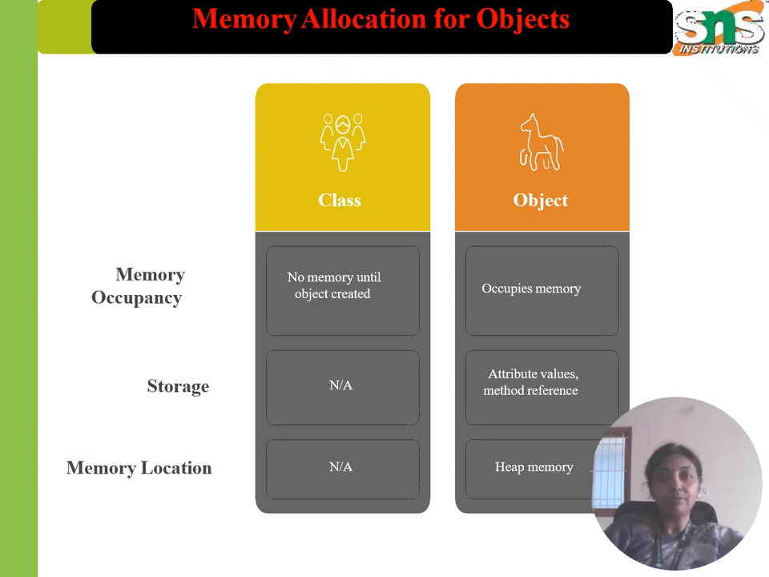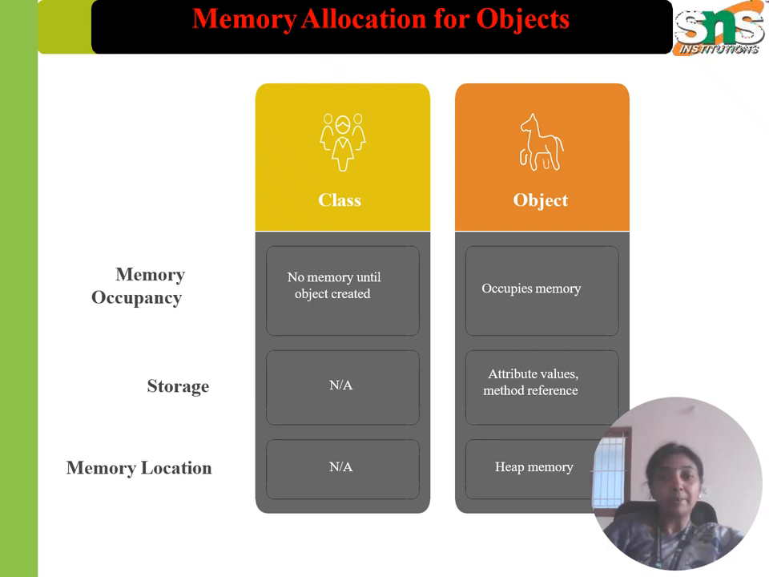Memory allocation for objects. Here, how does the class occupy memory? No memory until an object is created. If you are creating a class, no memory is allocated for that particular class. Whenever we create an object, only then will it create memory space for that particular class. Here, the class has no memory until an object is created.